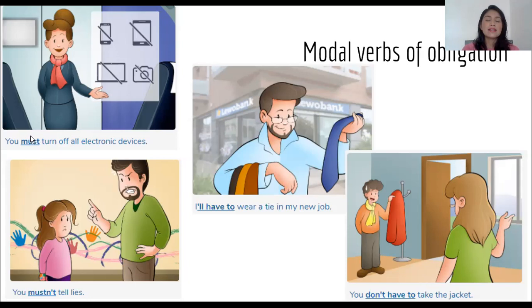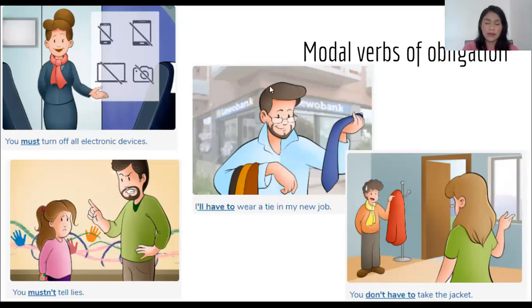Then it says, you mustn't tell lies. What does this mean? That it is something that is not allowed, that is prohibited, and that you shouldn't do, but it's more than shouldn't, because if you do it, there's going to be a consequence. So if someone tells you you mustn't tell lies, it's because it's prohibited. I mean, it's not allowed, it's a no, and there's no other option, okay?